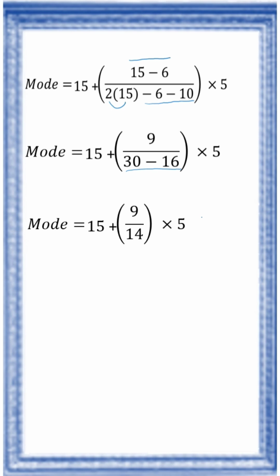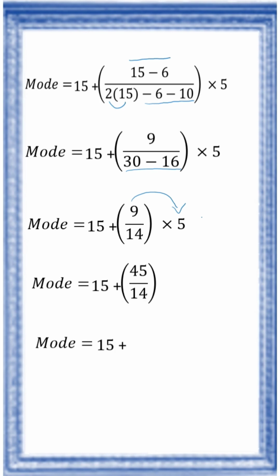Now let us multiply 9 and 5. So mode is equal to 15 plus, 9 fives are 45, by 14. What is the value? 14 threes are 42. So 3.2. So mode is equal to 15 plus 3.2, that is equal to 18.2.